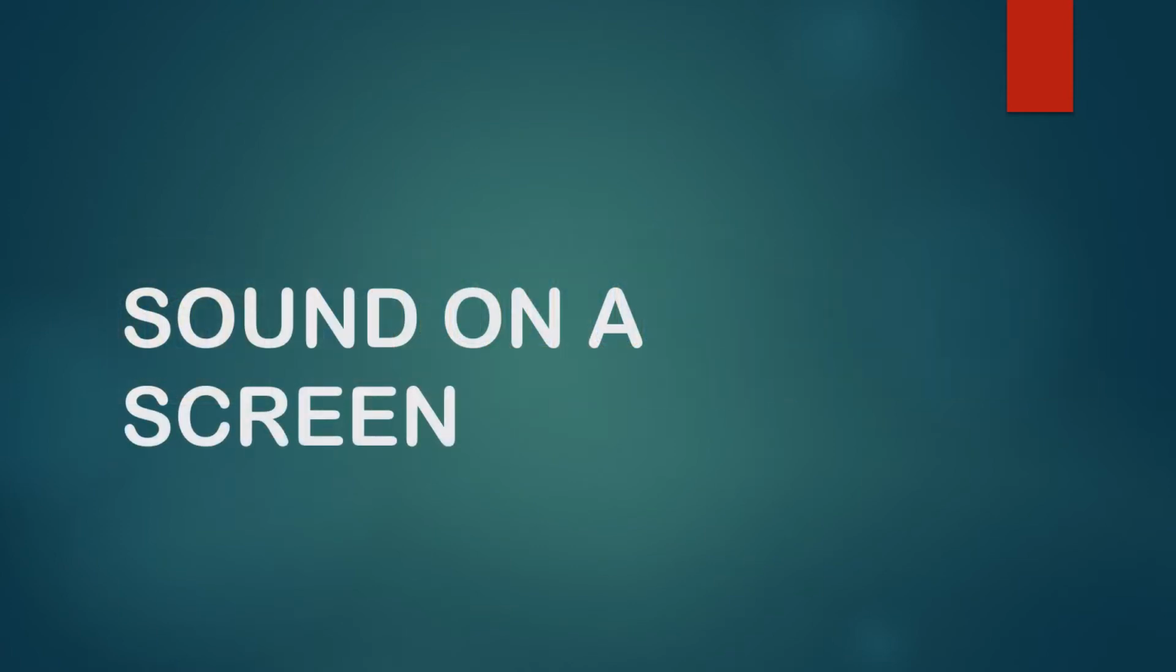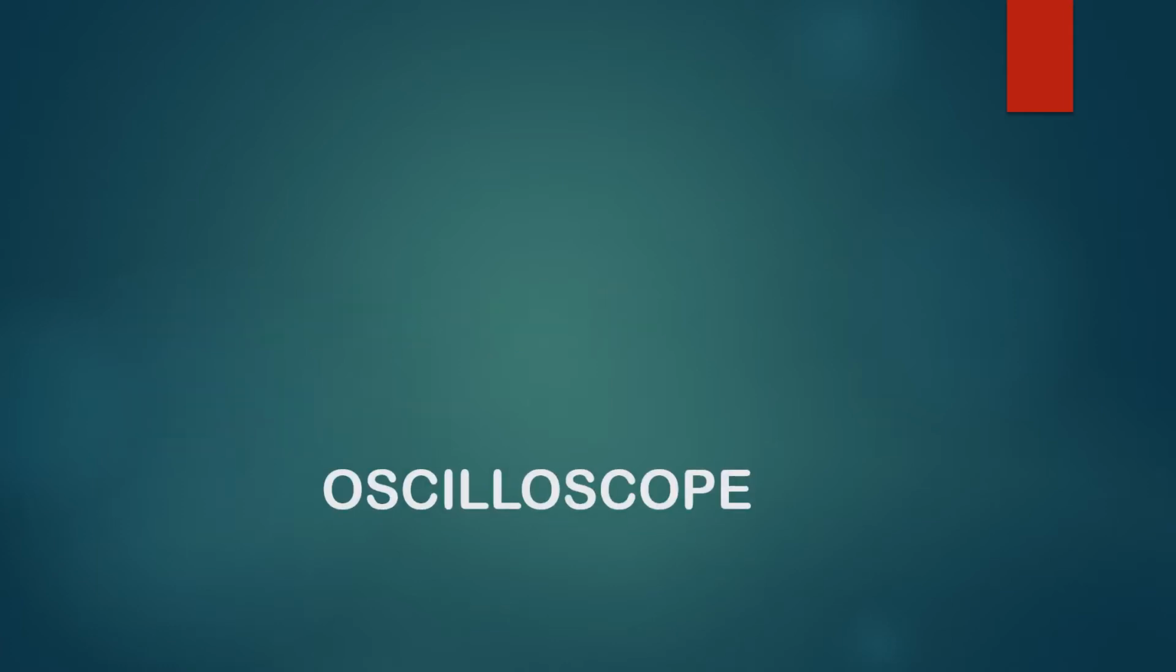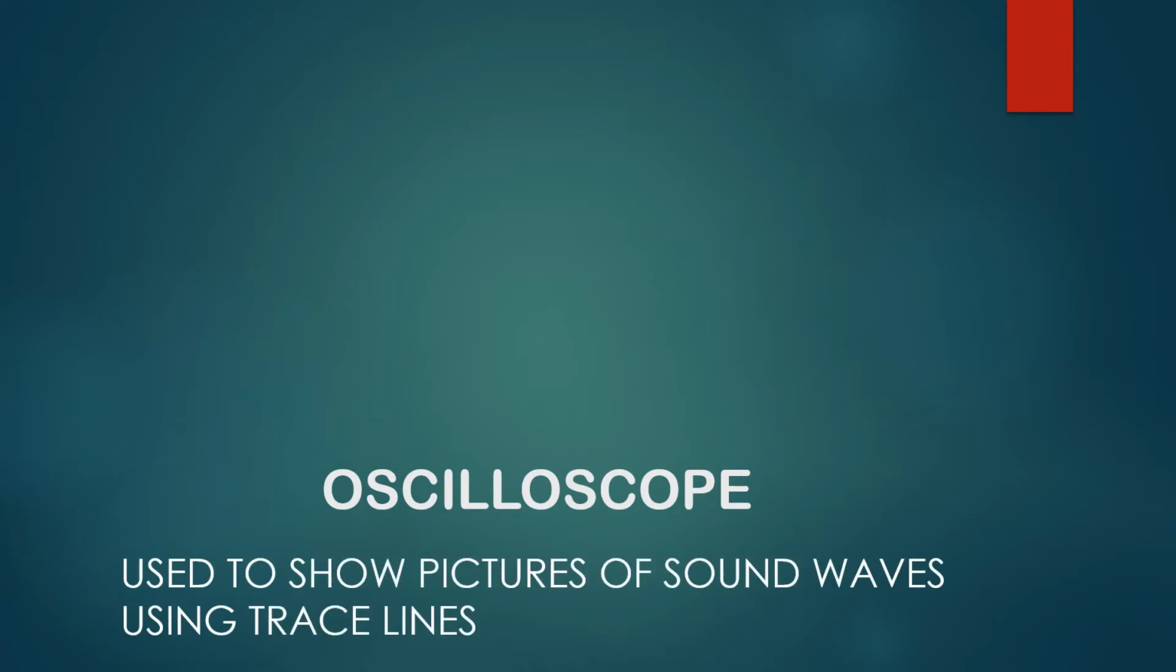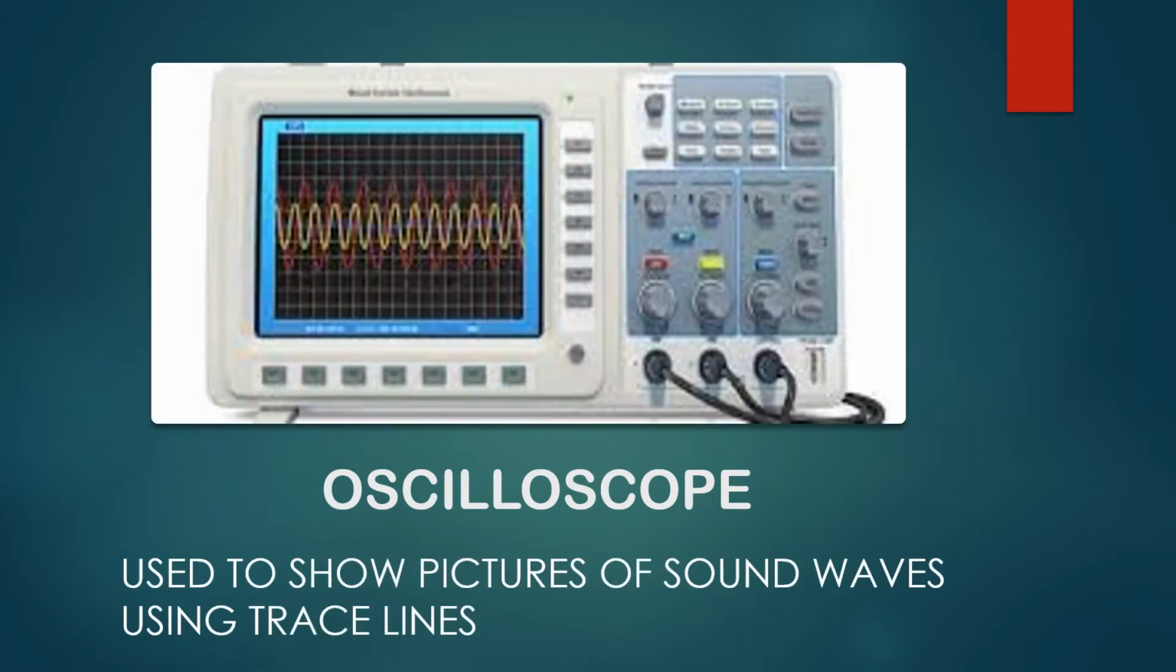Our discussion for today is sound on a screen. We all know that we cannot see sounds, but we can use an instrument called an oscilloscope, which is used to show pictures of sound waves using lines called trace lines. An oscilloscope will pick up sound waves as they pass through them and display them on a digital screen.